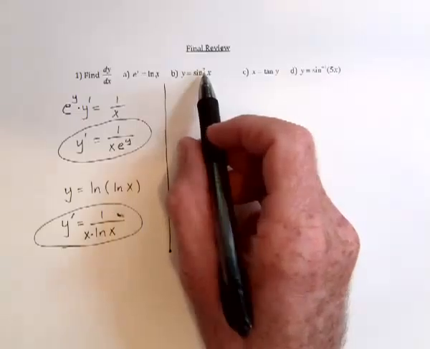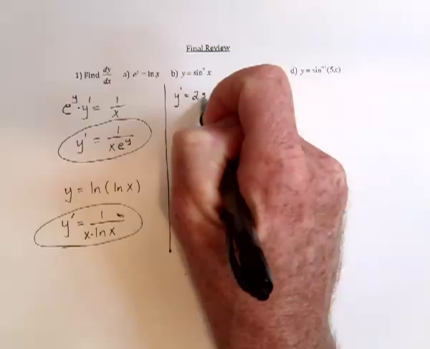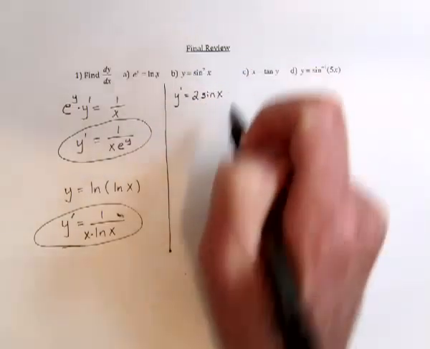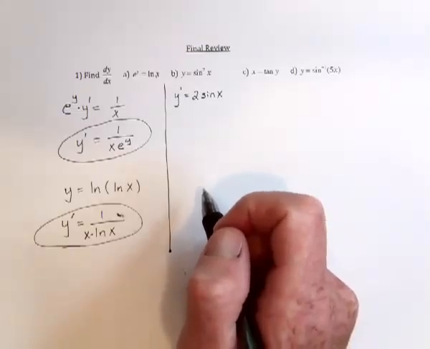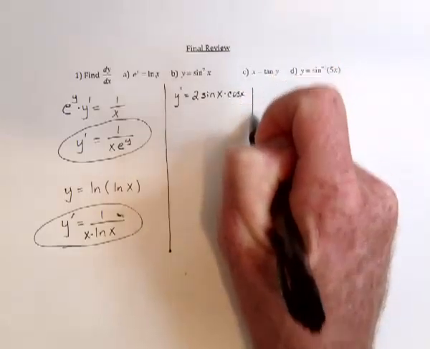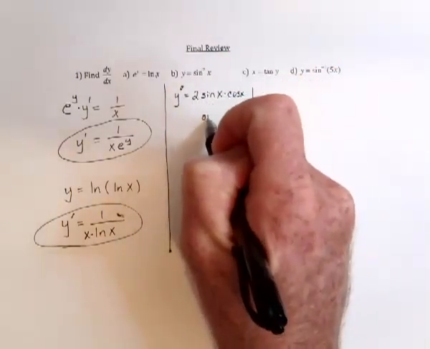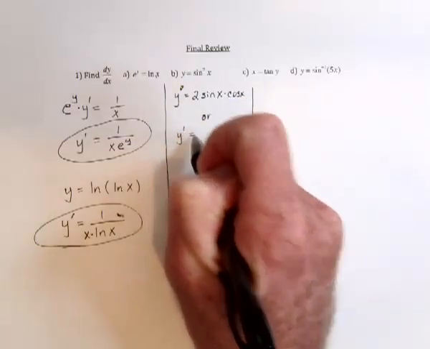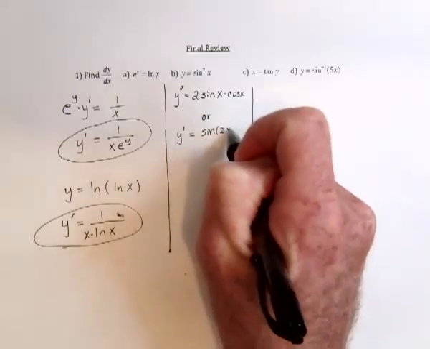The outer function is the square. So we bring down the 2 and then subtract 1 from the exponent. And then the inner function is sine, so take the derivative of that, and it's cosine. Or, if you rewrite it, there's a trig identity for this, so that's sine of 2x.